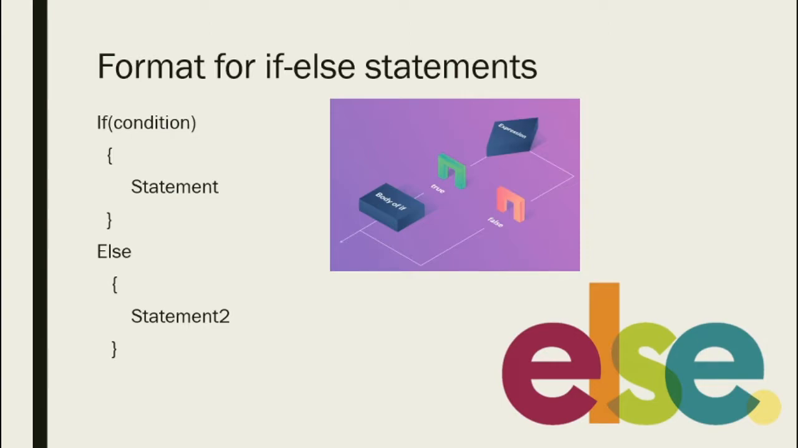Now the format for this if-else statement is: if, then you have your condition. Then within curly brackets you have your first statement. Then else, then again within curly brackets you have your second statement. Now let's move on and do a simple program using if-else statements.